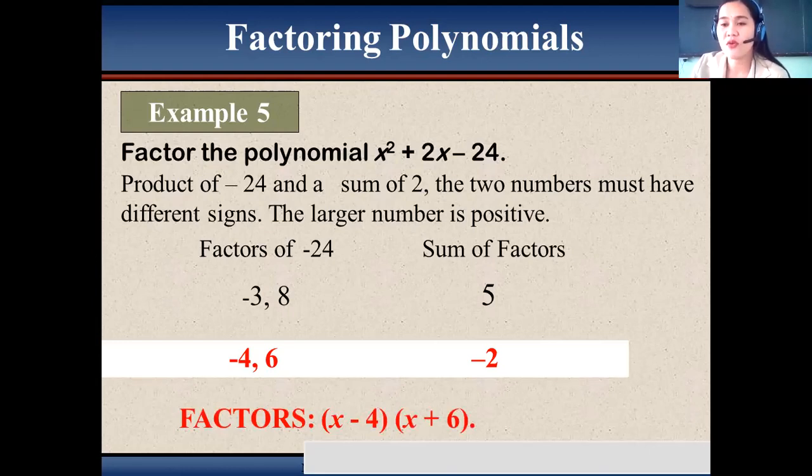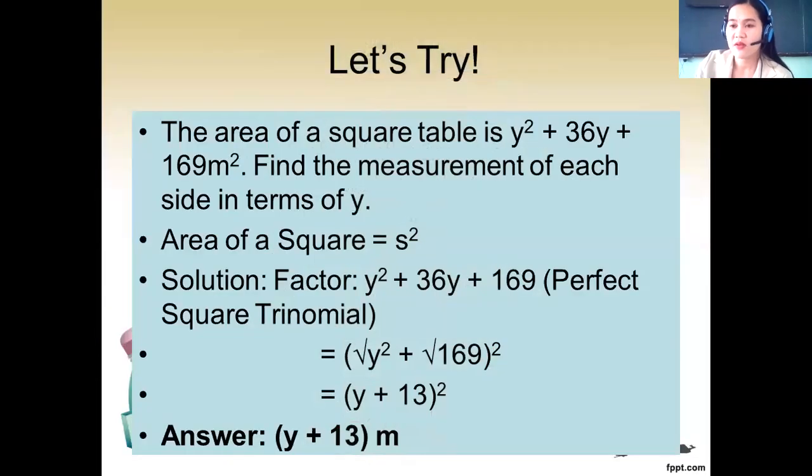So, that's all for factoring general trinomial. So we have this one, problem solving. The area of a square table is y squared plus 36y plus 169 meters squared. So find the measurement of each side in terms of y. So what is the formula in finding the area of a square? So that is only s squared or side squared. So we have our solution.